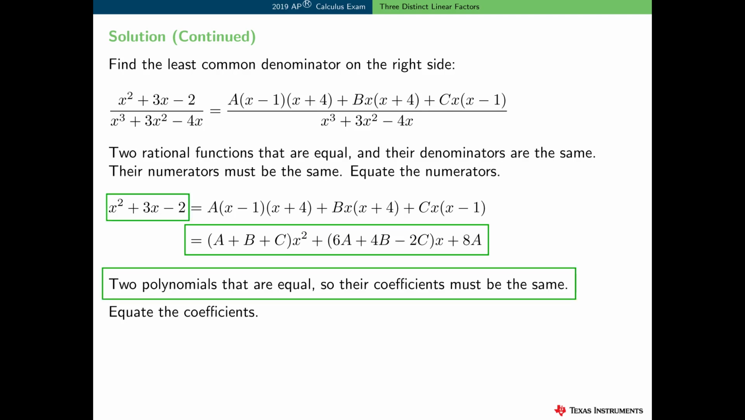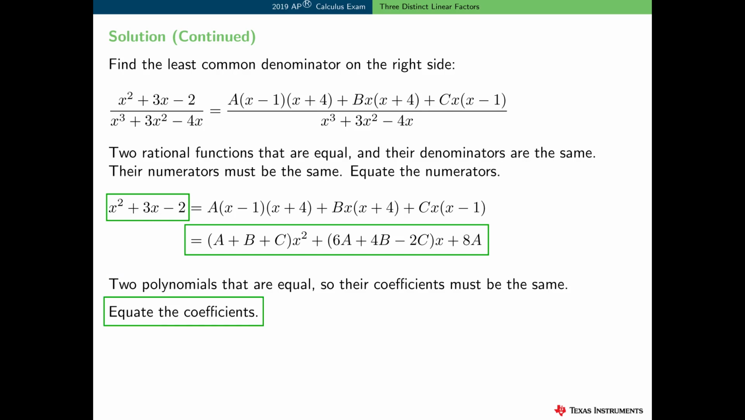Since these 2 polynomials are equal, their coefficients must be the same. For example, the coefficient of x squared on the left side is 1, and this must equal the coefficient of x squared on the right side, which is a plus b plus c. So next, we equate all of the coefficients.